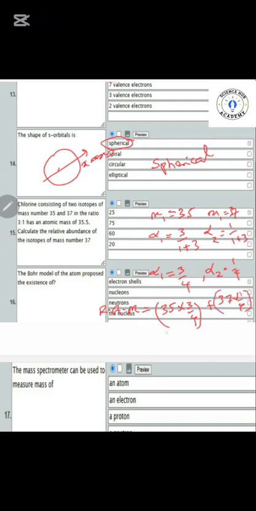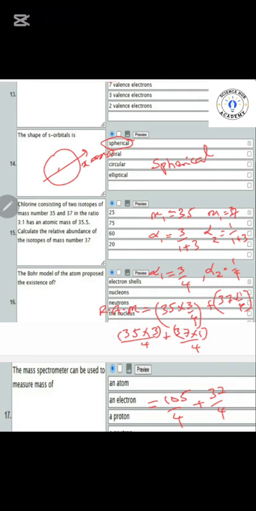So let's add them all together. So we have 3 multiplied by 35 divided by 4, plus 37 multiplied by 1 divided by 4. So in all, we're going to have 3 multiplied by 35, that's 105, divided by 4, plus 37 divided by 4. So let's add them up together. That's going to give us 142 divided by 4. So what is 142 divided by 4? That is 35.5.